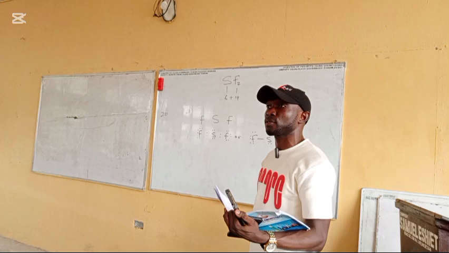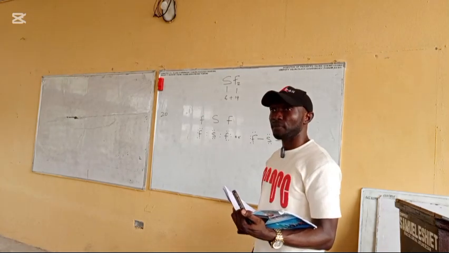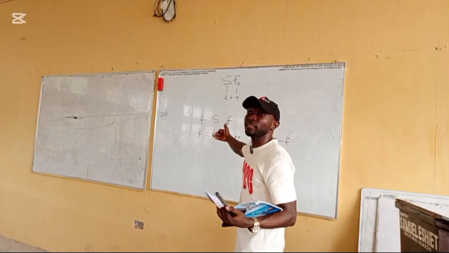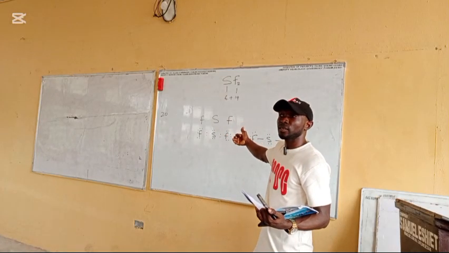84. The class is rowdy. Please, can I clean this? Can I clean this? All right.